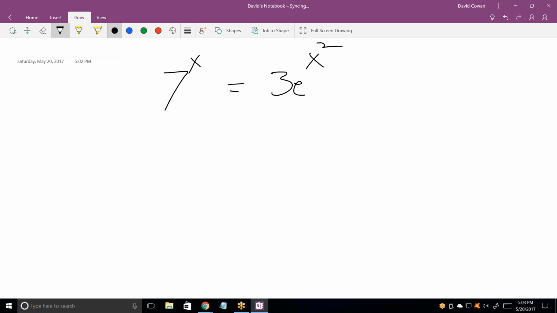No parentheses. It matters, because if I put parentheses around it, then the 3 is also being taken to the x squared. Whereas the way I have it written now, it's only the e that's being taken to the x squared. What's the best first step here? ln both sides? Yeah. This is kind of a difficult problem, I think. What's the second step?